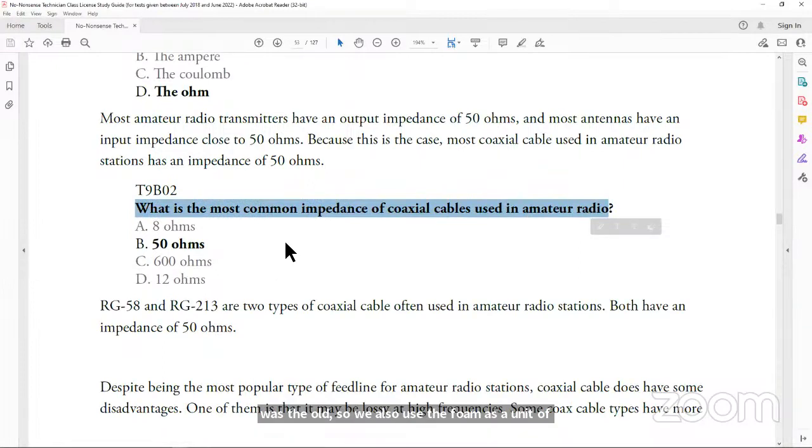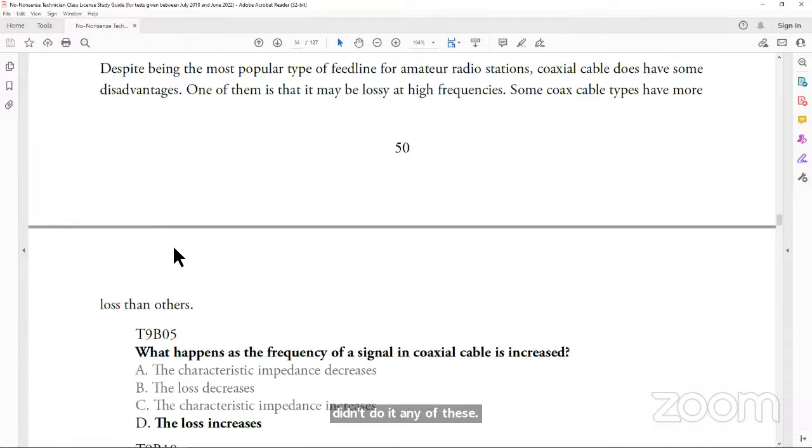What is the most common impedance of coaxial cables used in amateur radio? It's not 8 ohms, it's not 600, it's not 12 ohms. We didn't do it any of these. It's 50 ohms, just about half. 50 ohms, 50. Correct answer.